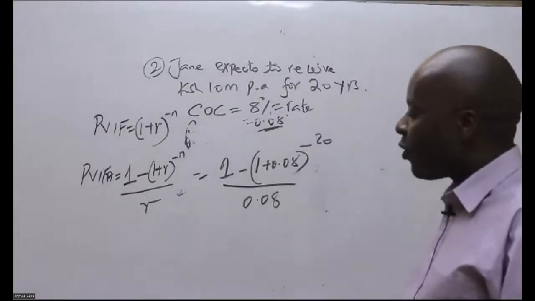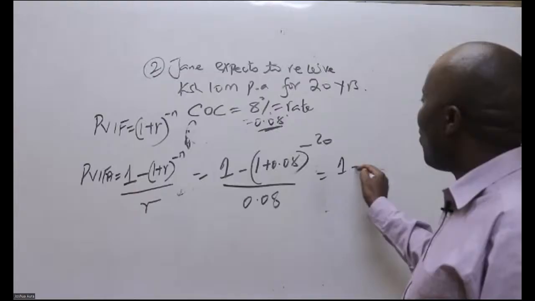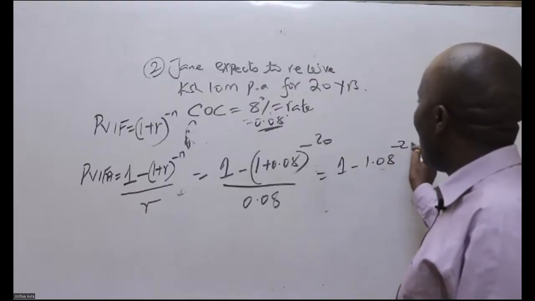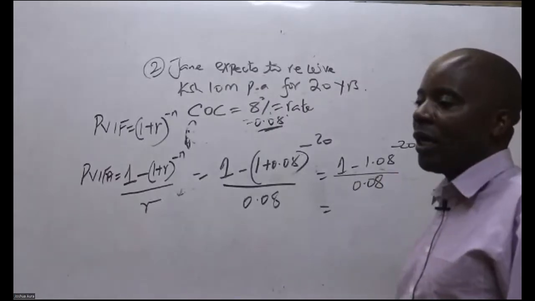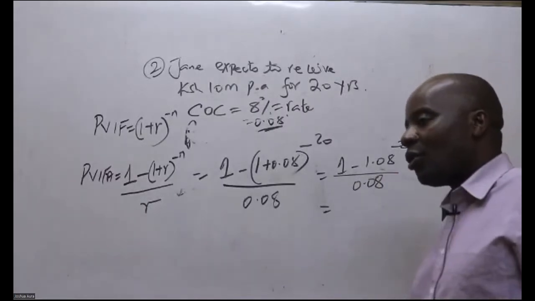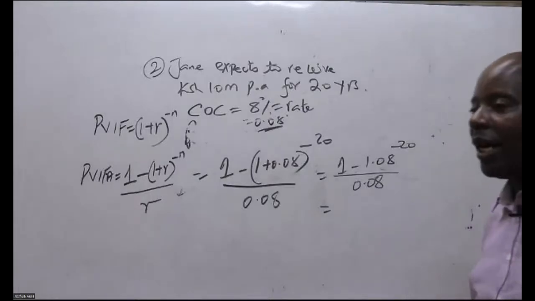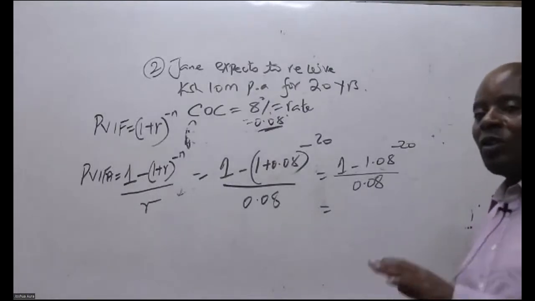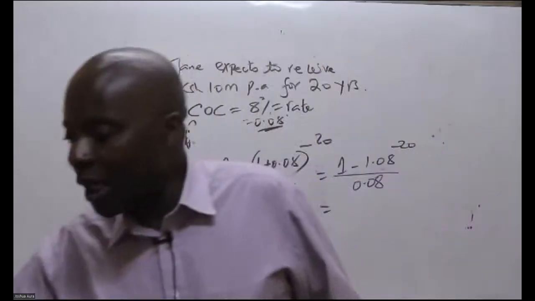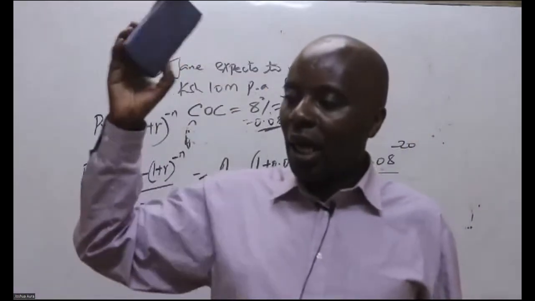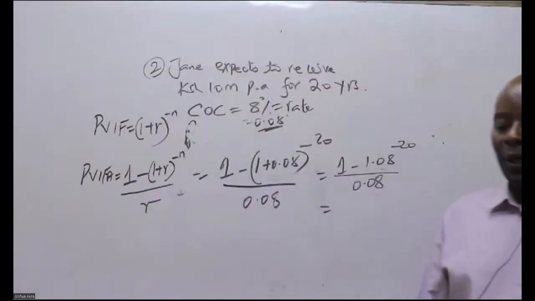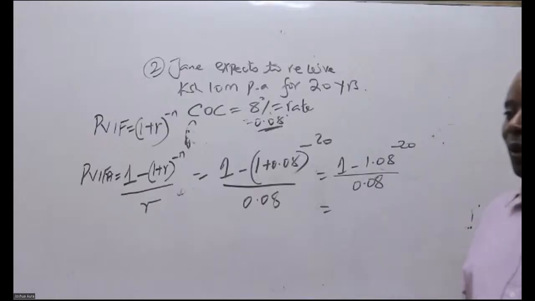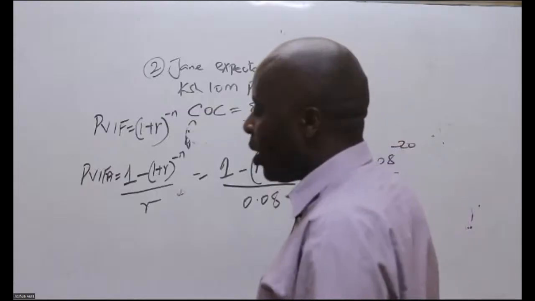So then, ladies and gentlemen, from there, what shall I do? This will be 1 minus 1.08 raised to negative 20 divided by 0.08, like that. So then could you kindly go ahead and give me the answer here? Is there somebody who knows how to raise? First of all, use your calculator. You can also see that Mwalimu here has a calculator.